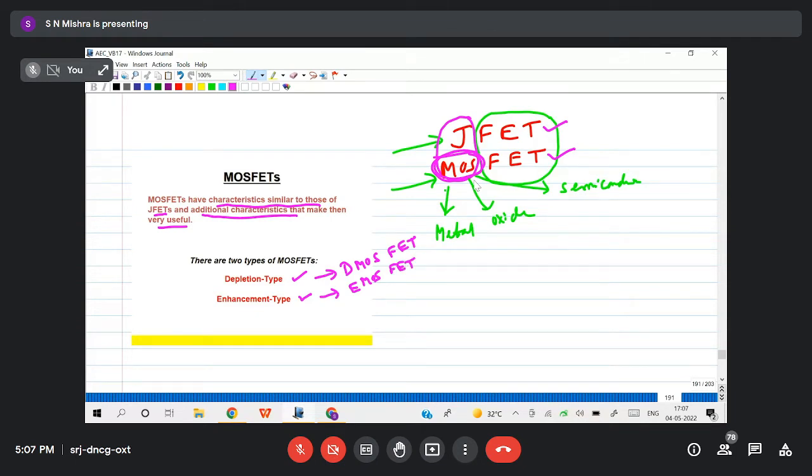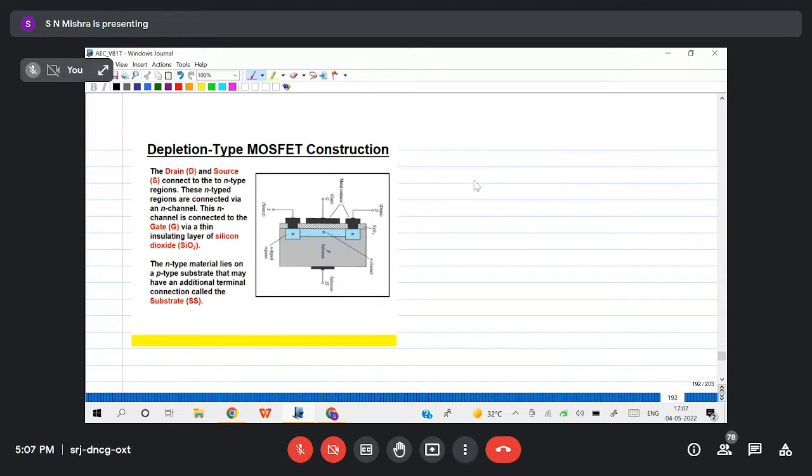Okay, so one by one we'll discuss. First, we'll understand the depletion type MOSFET. How will we construct the depletion type MOSFET? First, we have to take one semiconductor. Let us take a P-type semiconductor here. This is called a substrate, upon which the semiconductor component will be built.